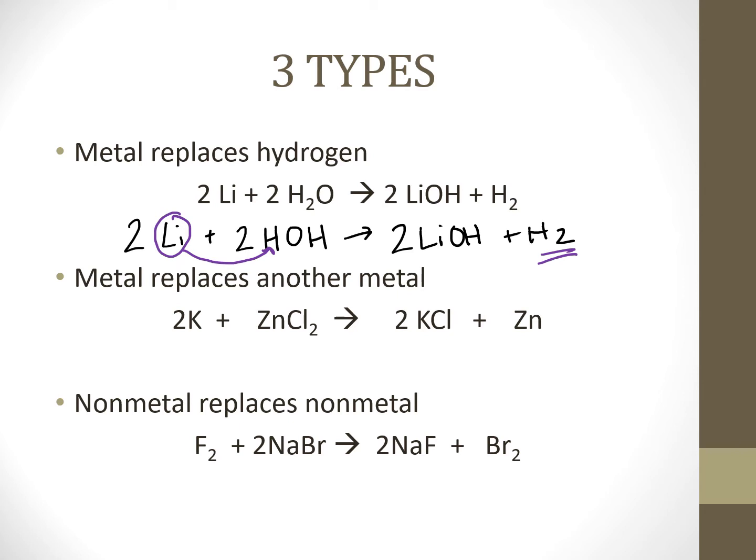You could also have metal replacing another metal. So here the potassium exchanges places with the zinc. Zinc ends up by itself. Potassium now combines with chlorine. You could also have a nonmetal replacing a nonmetal. So fluorine in this case is going to knock out bromine because fluorine's a nonmetal. It can't knock out sodium. It has to knock out bromine. Bromine ends up by itself. Fluorine then bonds with the sodium.